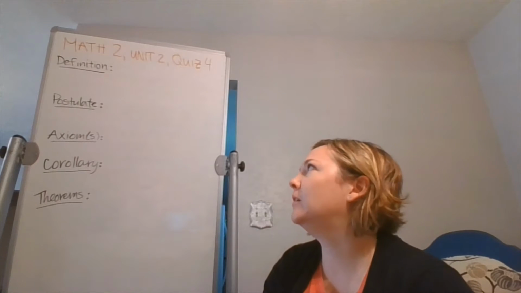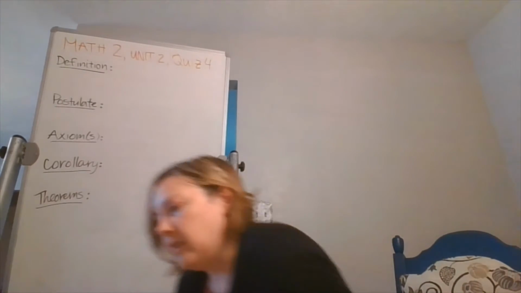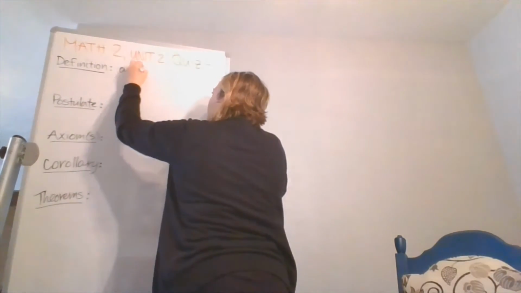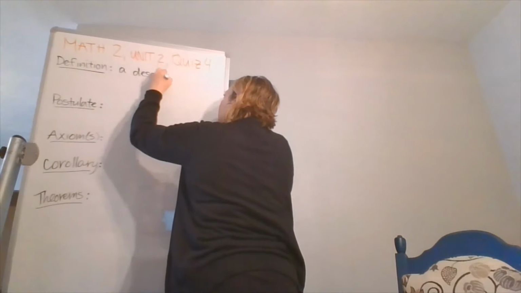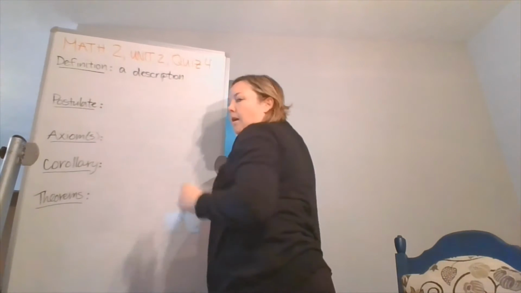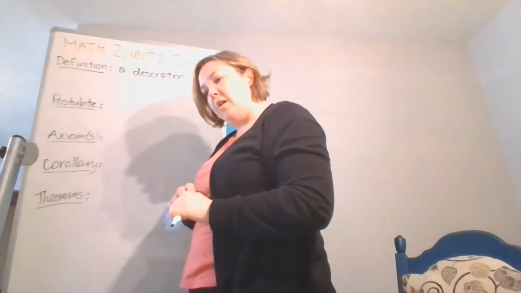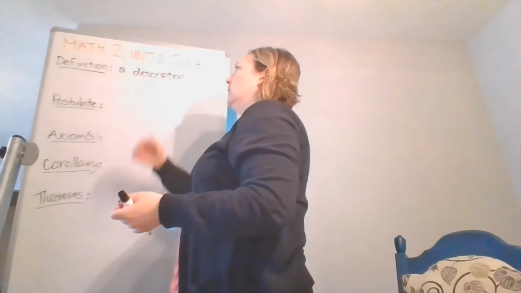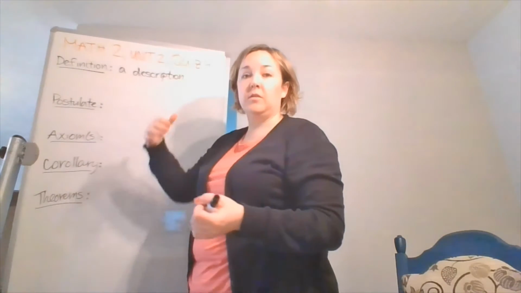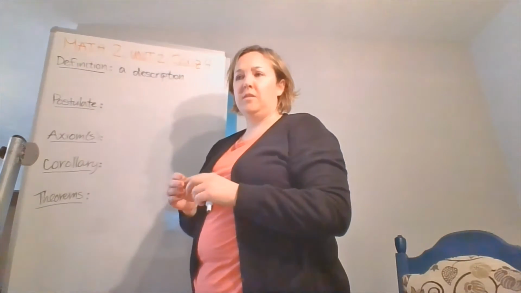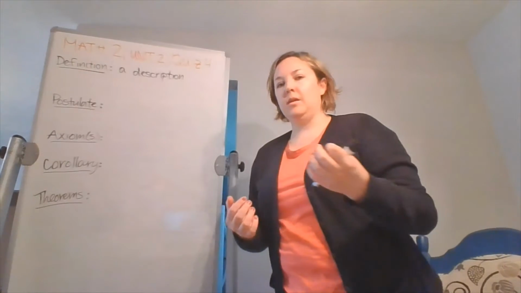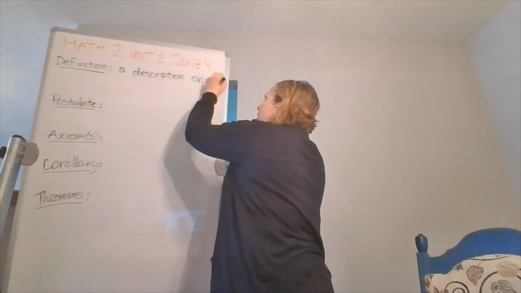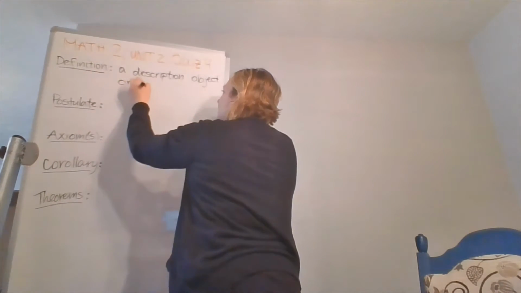The first one is actually definition. We all know what a definition is, or at least I hope we do. It's the description of an item or an object. Usually with math, it's going to be an item like a triangle. The definition of a triangle, or it might be the definition of what a line segment is, anything like that. So it's going to describe an object, or it could describe a process.